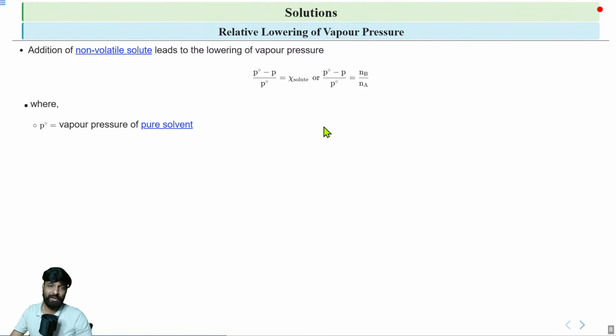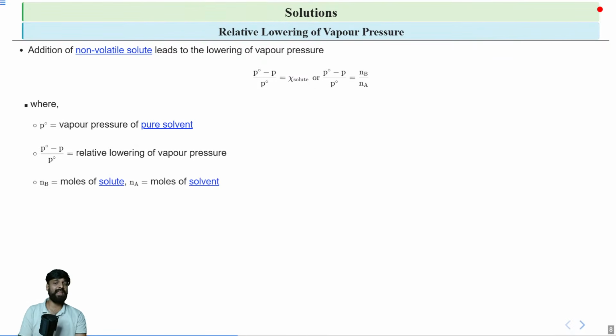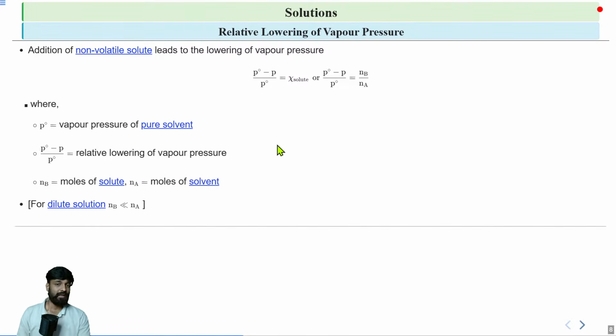Now here P naught is what? It is the vapor pressure of the pure solvent. Then P naught minus P by P naught is your relative lowering. We talked about this. And NB and NA are the number of moles of solute and the number of moles of solvent respectively. Got it? And as I said earlier, if you expand this chi solute, it will be NB by NA plus NB. But since NA is much greater than NB, we are writing NA plus NB as simply NA.